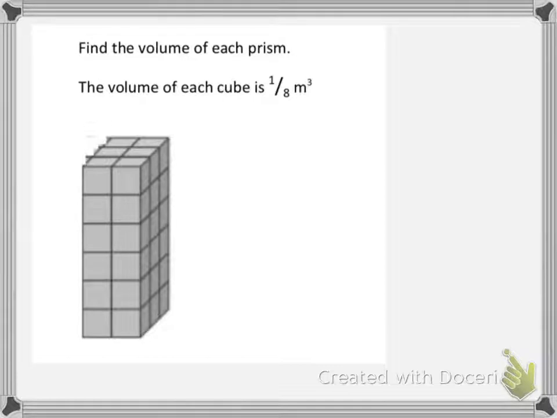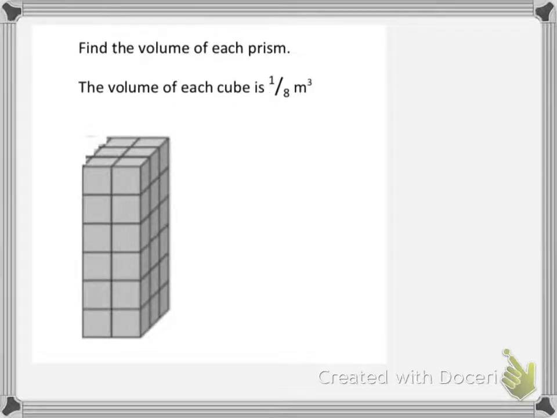Today we're going to be looking at finding the volume of a rectangular prism that's made up of cubes if we're given the volume of each cube, not the side length here. If I'm reading the instructions here, we're told the volume of each cube is 1/8 meters cubed. So what does that mean?